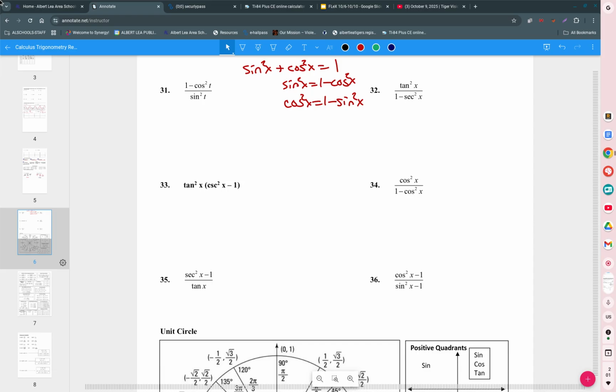Yeah. So let's go ahead and simplify a few of these. 1 minus cosine squared, as you said, is sine squared over sine squared, which is going to give me 1.